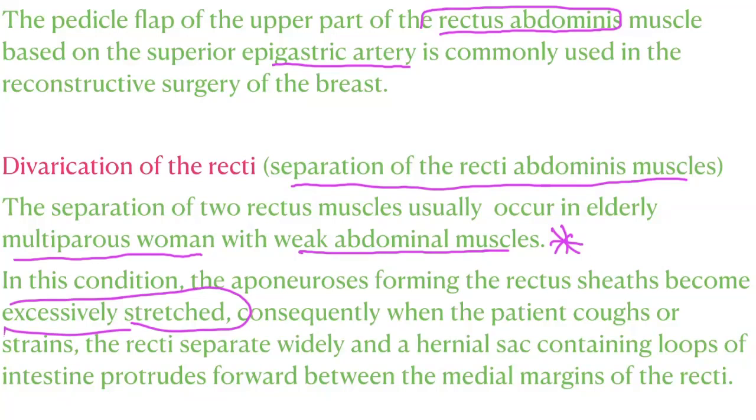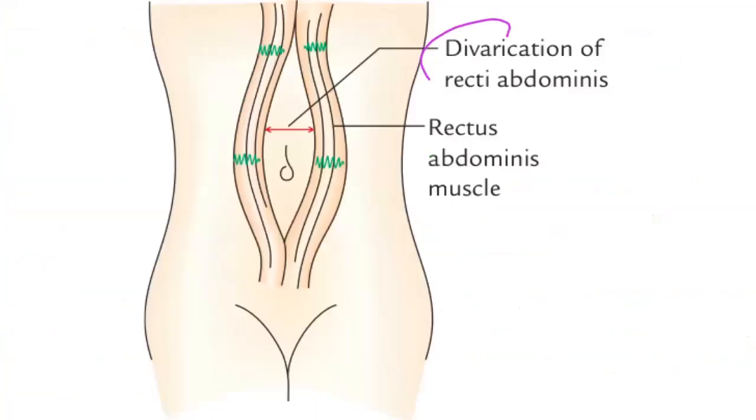Consequently, when the patient coughs or strains, the recti separate widely and a hernial sac containing loops of intestine protrudes forward between the medial margins of the recti, right? You see, this is the divarication of rectus muscle when the sheath is excessively stretched in multiparous women, right?